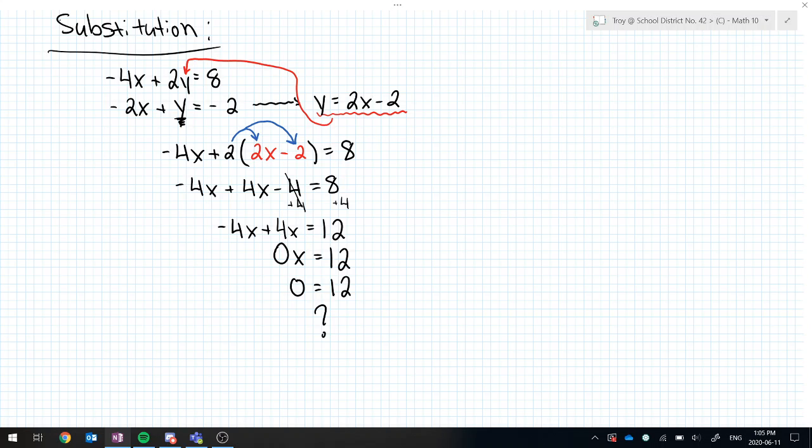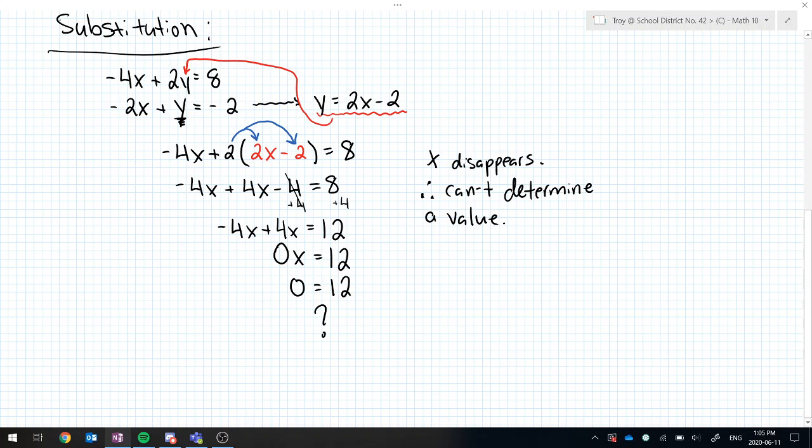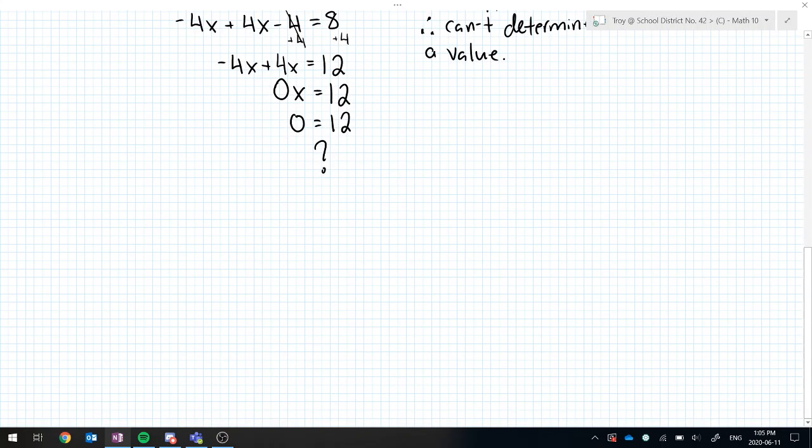So the whole point of going through the substitution was to find a value for x. And here we are with x canceling out. So x disappears, therefore we can't determine a value. We can try elimination, see if we get anything out of that one.